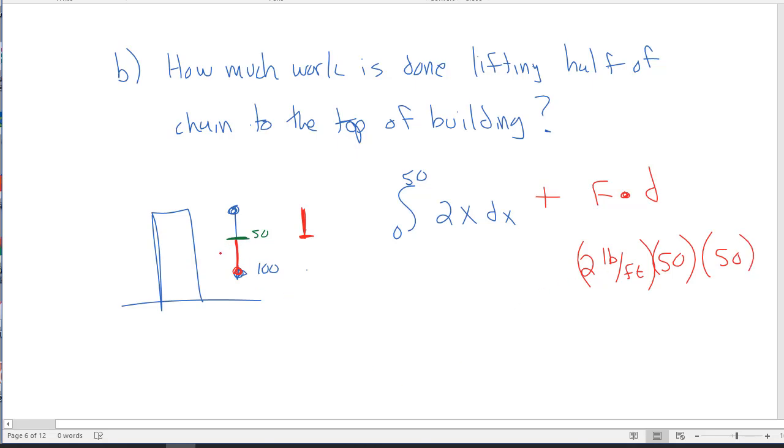So this chunk of chain, if I'm thinking of this as just one heavy piece of weight, all the chain gathered together, it moved 50 feet. So it stopped here. It moved 50 feet. So the distance that it moved was 50 feet. The weight of that chain was the 2 pounds per foot times the 50 feet left.